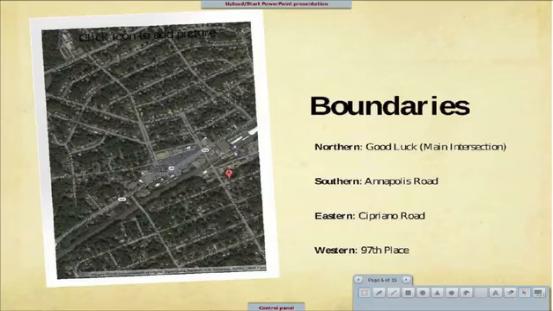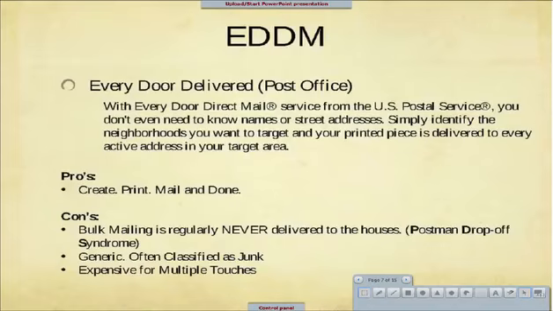So let's talk about EDDM. EDDM again is every door delivered. So with every door delivered mail, it's a service from the U.S. Postal Service. You don't even have to know the names or the street addresses. You really literally simply have to identify to the post office the neighborhoods you want to target and get your printed piece to the post office, and the post office will deliver to every active address in your target area. All right. So this is really good if you just want to do one big, huge blast. Just hit everything within the boundaries that you've selected.